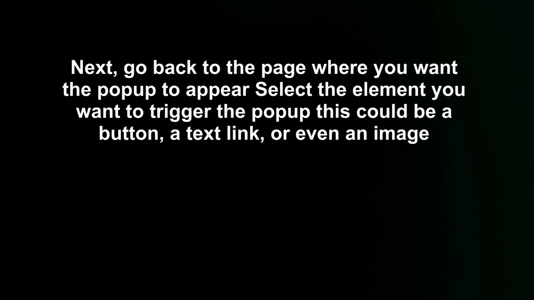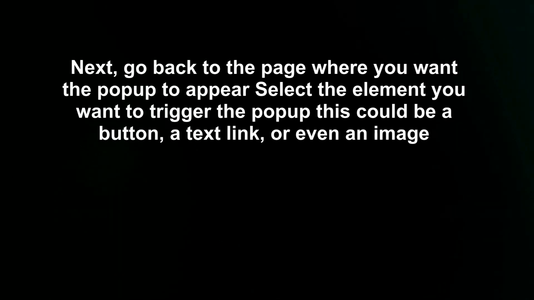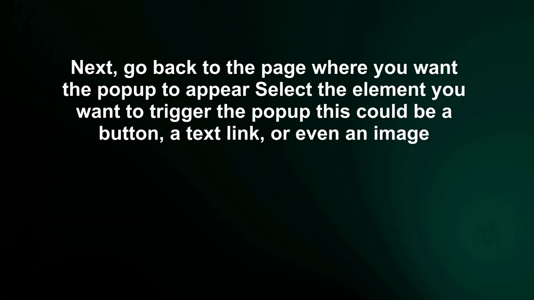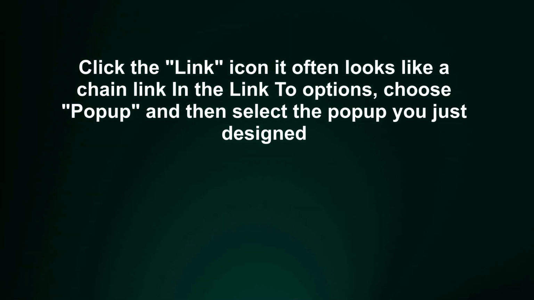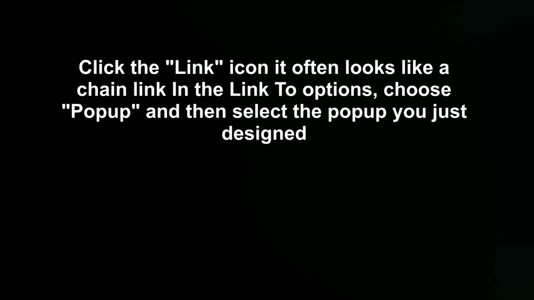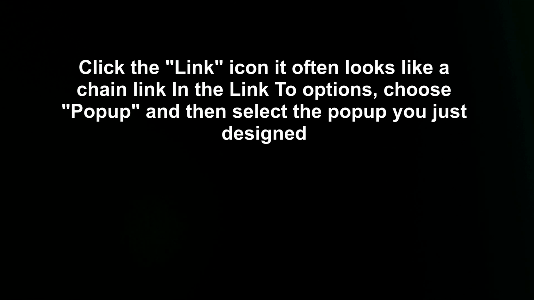Next, go back to the page where you want the pop-up to appear. Select the element you want to trigger the pop-up. This could be a button, a text link, or even an image. Click the link icon. It often looks like a chain link. In the link to options, choose pop-up and then select the pop-up you just designed.